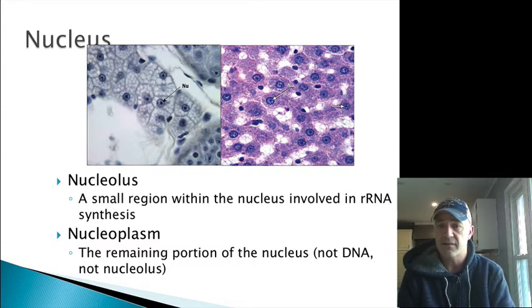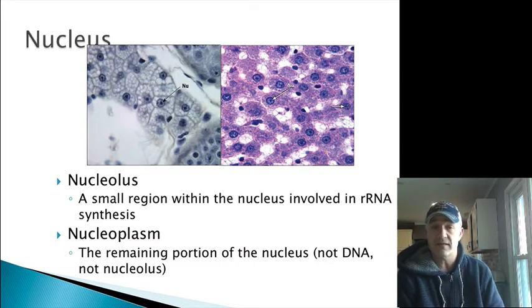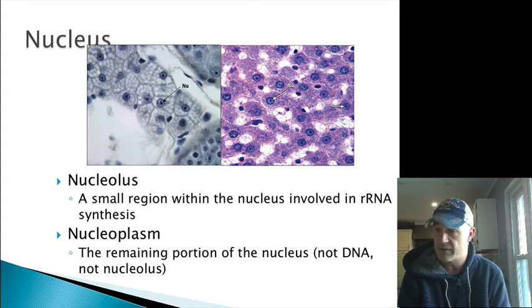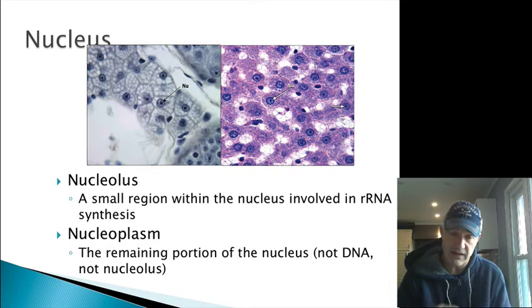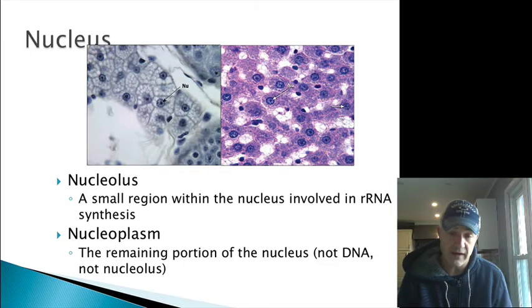The other thing we'll see a lot of times in this nucleus, and you can see it pointed out on both the micrographs above here, is the nucleolus. This is a darker staining region of the nucleus that is involved in making ribosomal RNA, which is going to be important for the ribosomes. Filling in the membrane, around this chromatin and everything else, is what we refer to as the nucleoplasm. So that's the rest of the nucleus that is not DNA, not the nucleolus.